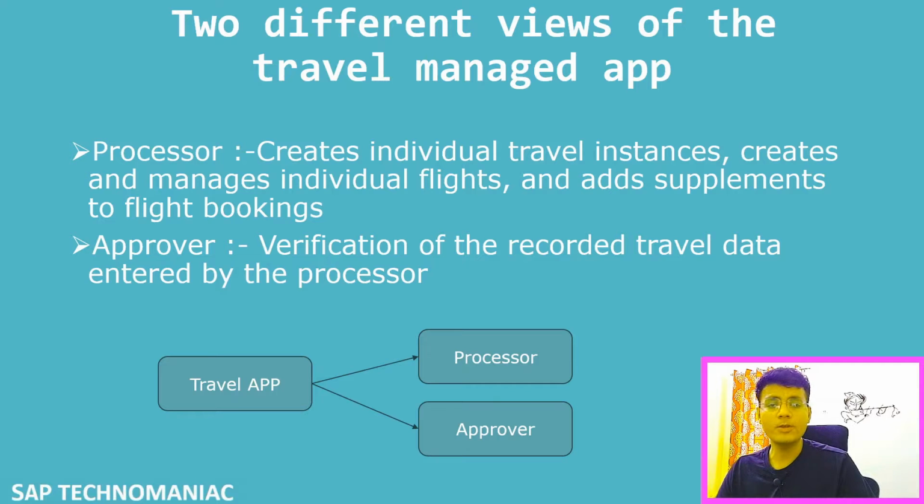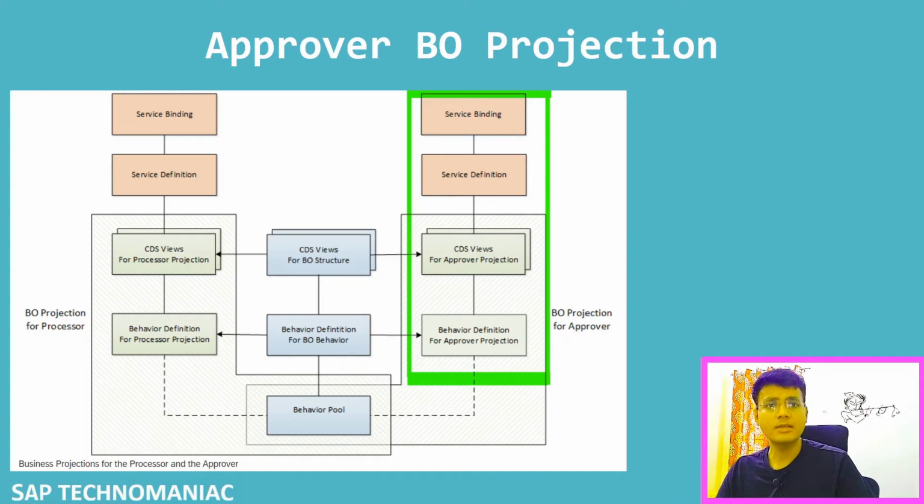But for the approval, we don't want to give the approver create and delete options. We will give some updatable fields and give him the option to approve and reject a particular travel instance, but we don't want to give him create and delete options for the travel and booking supplement. We don't want to give any editable access, neither create, update, nor delete. To do that, we have to create a separate application, but we have already created our base BO.